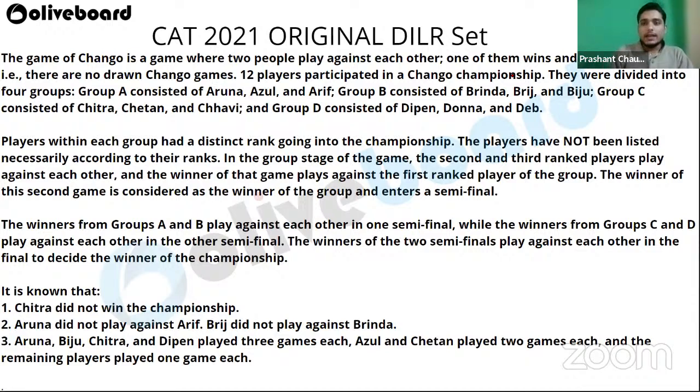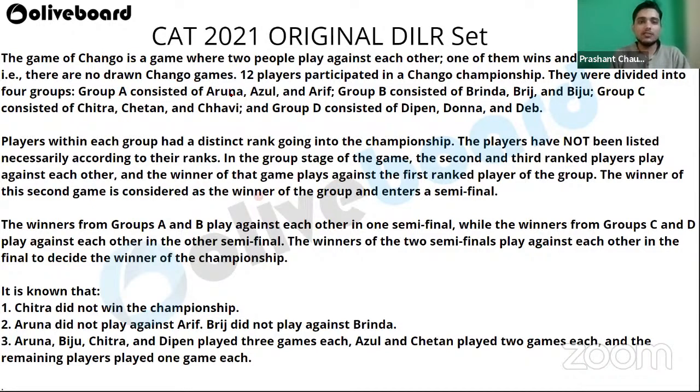So what the question is saying: a game of Django is a game where two people play against each other. One of them wins and the other loses. So this is a simple one-on-one game where one loses and one wins. There are no drawn Django games. 12 players participated in a Django championship. There are a total of 12 players. They were divided into 4 groups.